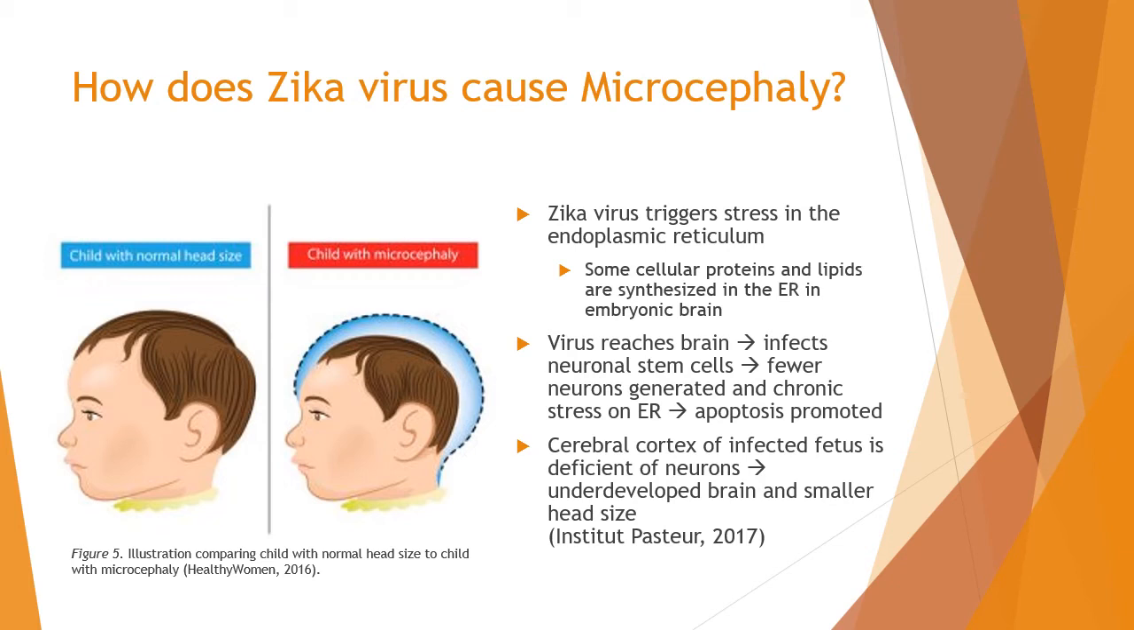So the virus reaches the brain and infects the neuronal stem cells, which causes fewer neurons generated and chronic stress on the ER, and so apoptosis is promoted, and apoptosis is early cell death. So when the cerebral cortex is infected, it becomes deficient in neurons, and the brain is underdeveloped and smaller in size.